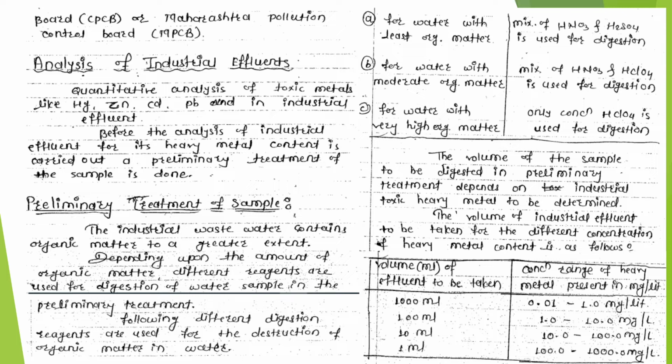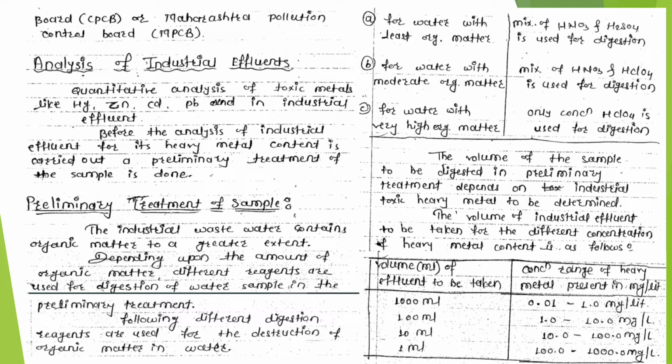Then, the analysis of industrial effluent: how is this industrial effluent analyzed by means of different techniques? Quantitative analysis of toxic metals like mercury, zinc, cadmium, and lead in the industrial effluent is necessary. With the help of quantitative analysis we can determine such heavy metals, that is zinc, cadmium, lead, and mercury. Before the analysis of industrial effluent for its heavy metal content is carried out, a preliminary treatment of the sample is done. So what is the preliminary treatment of the sample and how is it done before the analysis?